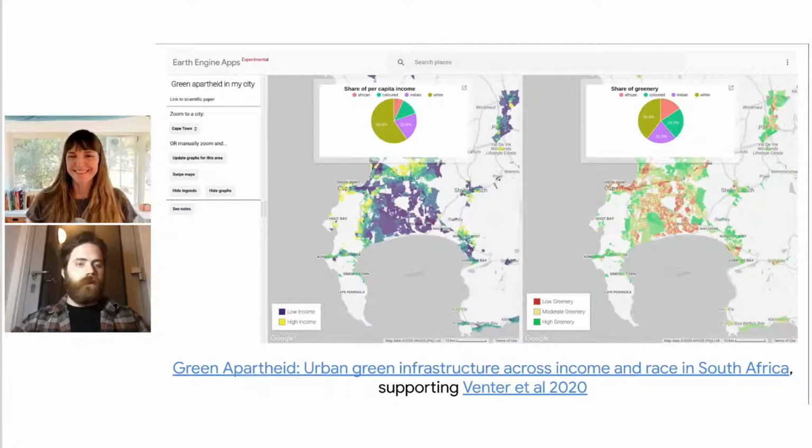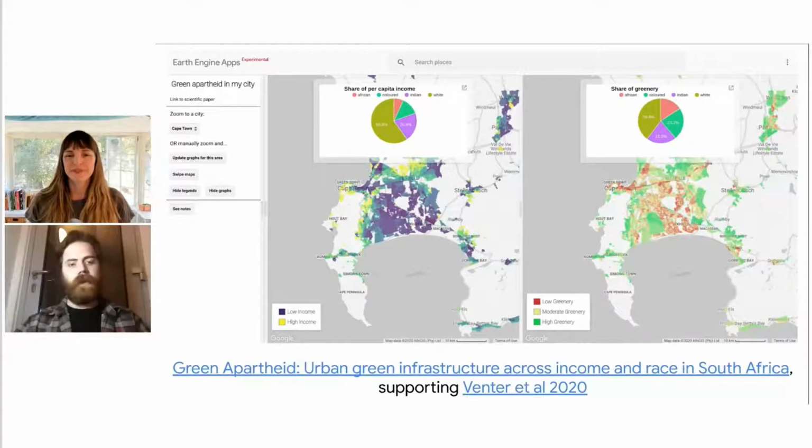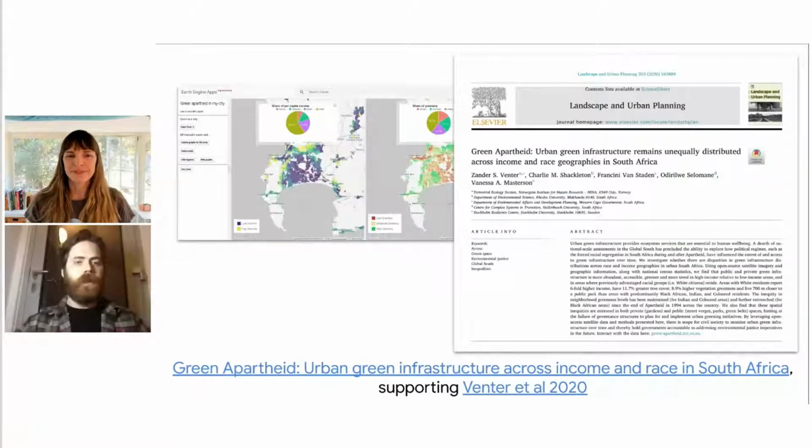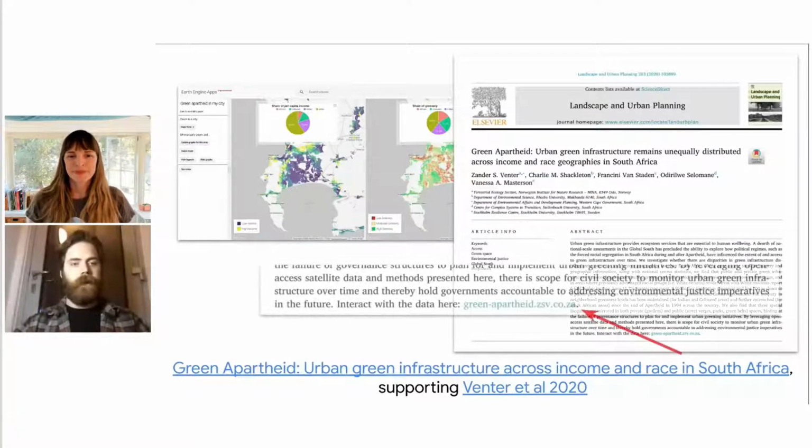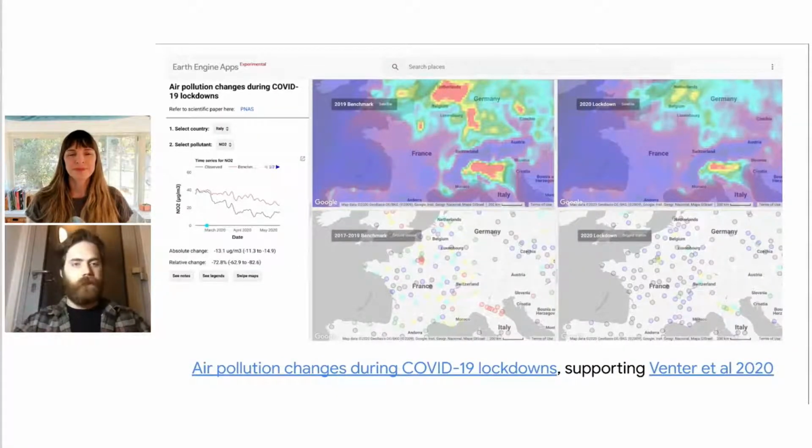So we have a couple examples of delicious dinner party fare. So here's a fun one from Xander Vendor. So this interface goes along with a paper that he published. This is talking about urban greenness and how it relates to income and race in South Africa. So this is an application. It was linked to directly in his paper's abstract. And we're super proud of, this is exactly the kind of impact that we want folks to drive with Earth Engine apps, so providing direct interfaces with publications.